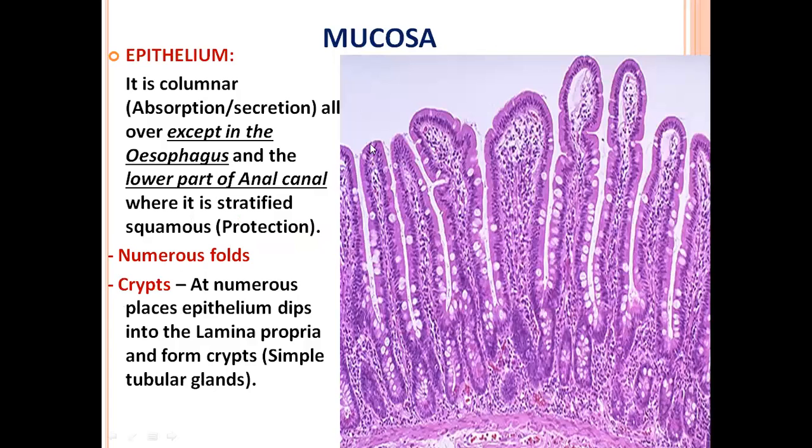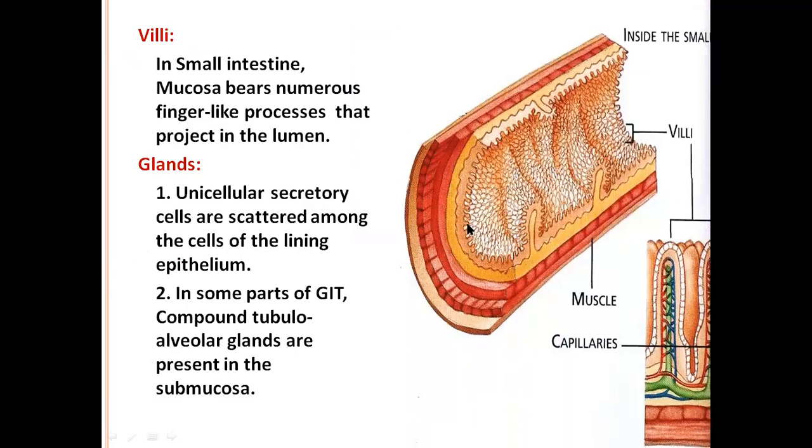Now the mucosa. This is the lining epithelium of the mucosa of any part of the GIT. In most parts of the GIT, we have columnar epithelium, which promotes the absorption of the digested food. It also helps in the secretion of digestive enzymes, except in the esophagus and the lower part of the anal canal, where instead of columnar epithelium we have stratified squamous epithelium, which is intended more for protection than absorption and digestion. The numerous folds of the mucosal membrane are called crypts. Then these are the villi, finger-like projections of the mucous membrane seen in the lumen of the small intestine.